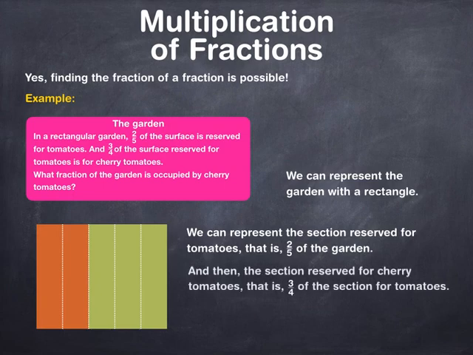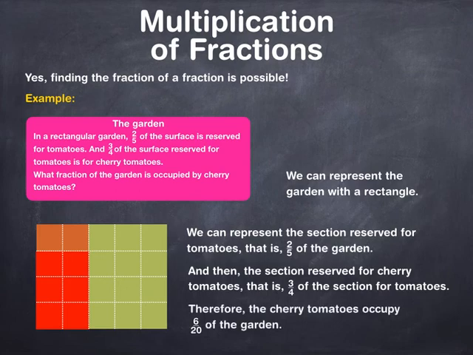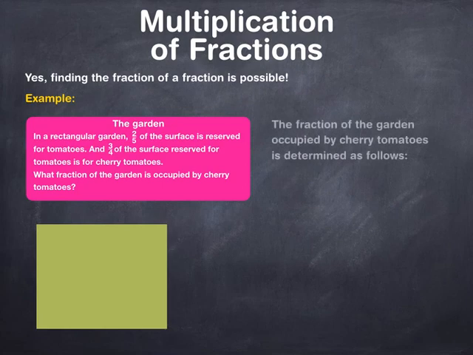And then the section reserved for cherry tomatoes, that is, 3/4 of the section for tomatoes. Therefore, the cherry tomatoes occupy 6/20 of the garden. The fraction of the garden occupied by cherry tomatoes is determined as follows: 3/4 times 2/5, which equals what?